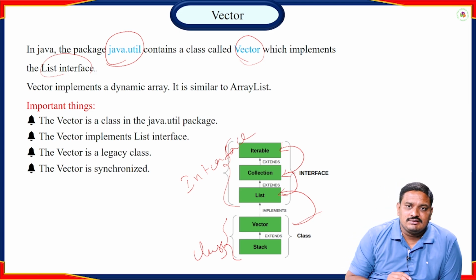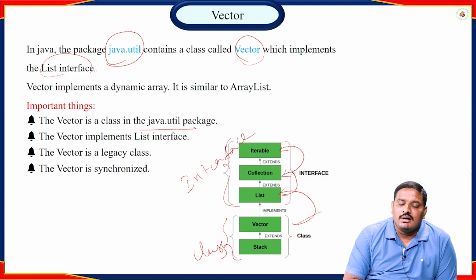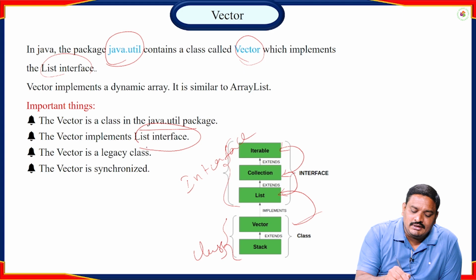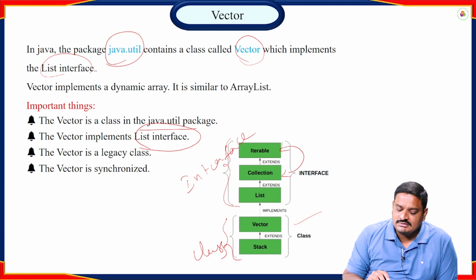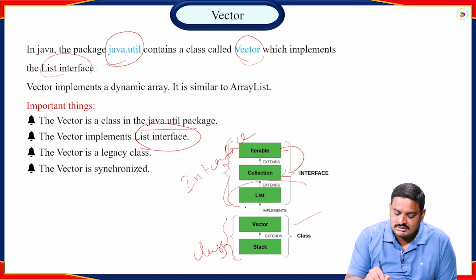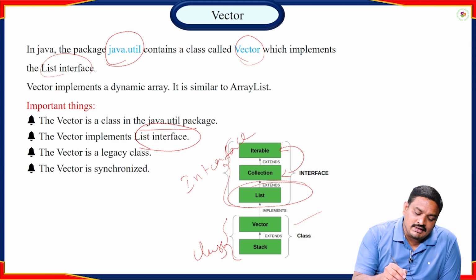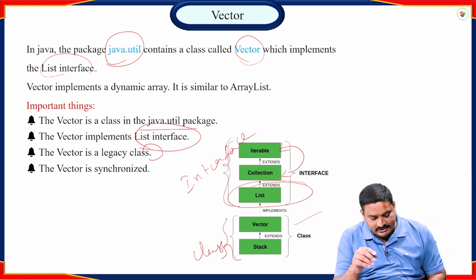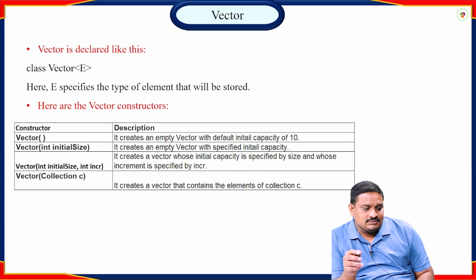Some important things in the vector class: the vector class is under the java.util package. The vector class implements the list interface. See this one, the vector class implements the list interface. Here the vector is a legacy class, and also the vector is synchronized. This is the vector class.